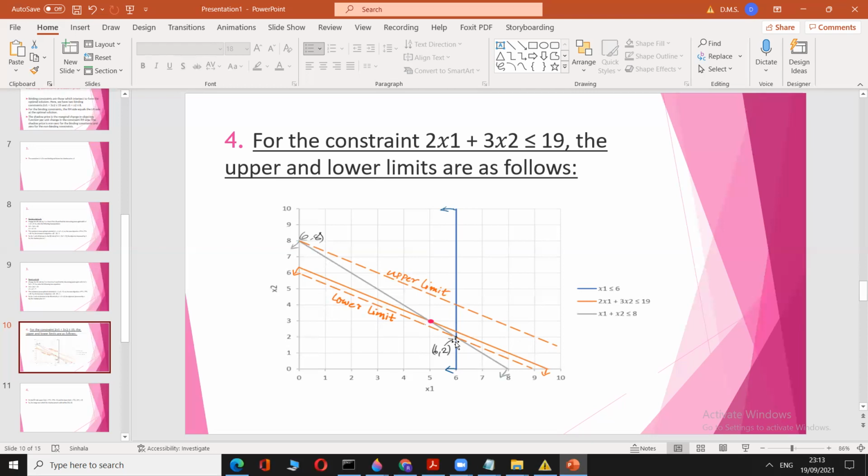Then what do you want to do? You want to draw a parallel line with the slope of your objective function from this place. That is the first place, the upper limit, and the lower limit you get from the unbounded line, x1 less than or equal to 6. From those two places draw a parallel line to the slope of the objective function. We know it is -5 divided by 7.